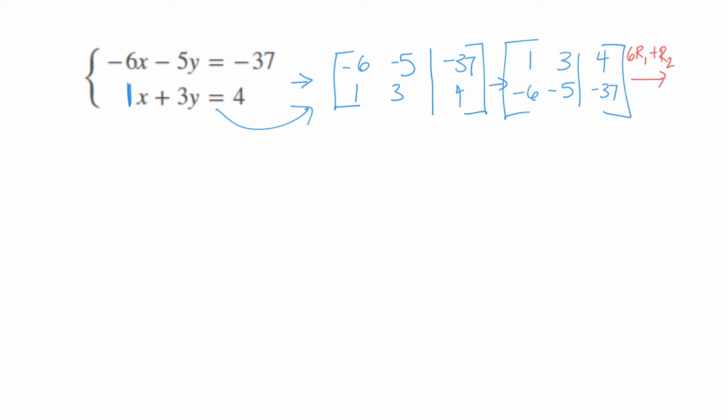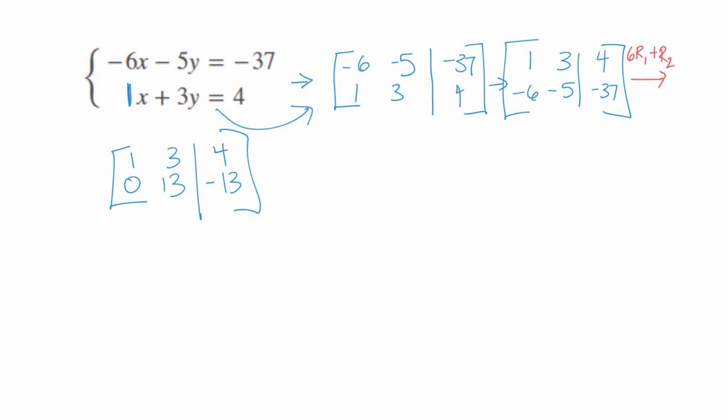I'm going to come down here. The 1, 3, 4 is going to stay the same. And then I'm going to take 6 times row 1. 6 times 1 is 6. Add negative 6. That's a 0. Six times 3 is 18, plus a negative 5. That's a 13. Six times 4 is 24, minus 37. 24 minus 37 is a negative 13.